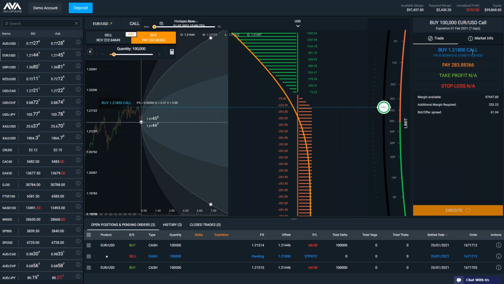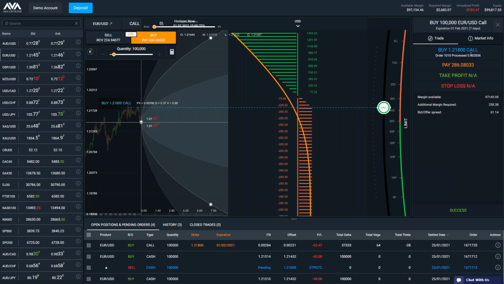And you can see in the blue, I'm buying the 121.80 call. The trade is done, and there it is in my open positions right at the top. I bought a 121.80 call. And as I said, I have a mark-to-market loss of $60, which is my bid-ask spread of 6 pips. Close this.